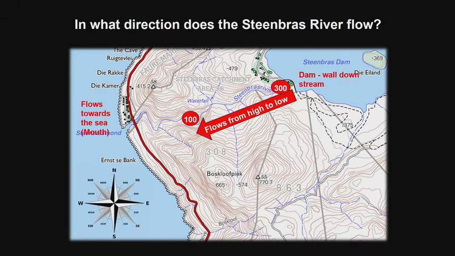There's the wall of the dam. You see the Steenbras Dam is a large dam. There's the wall of the dam. Here the water is damming up behind the wall. So it is flowing that way. And then the tributaries as well, pointing upstream. Okay.